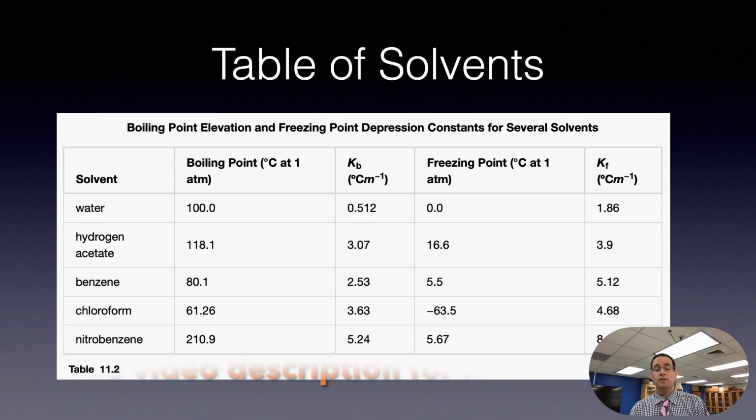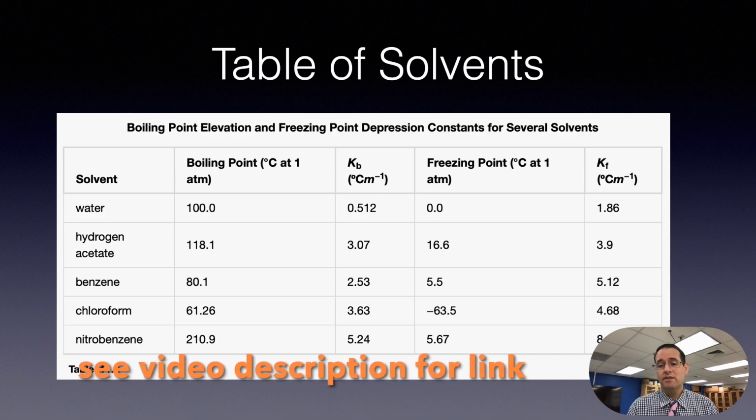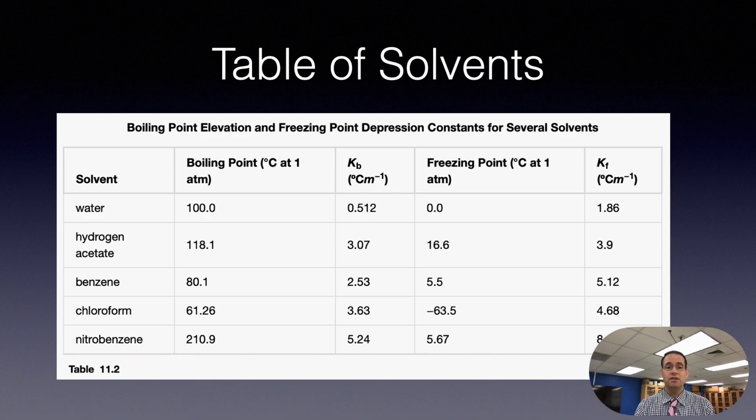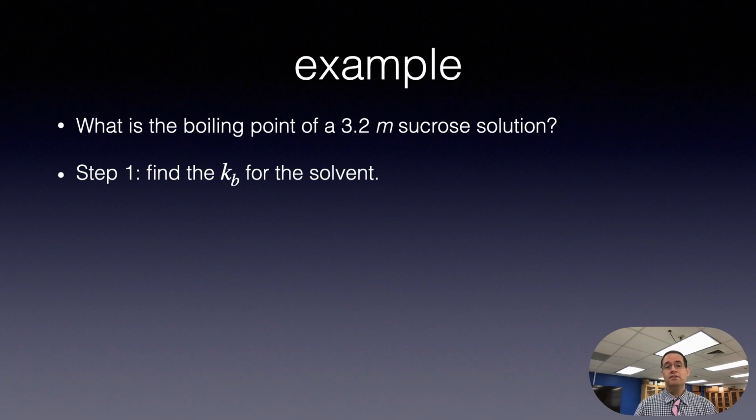All right, so here's the table of solvents. This is table 11.2 from the OpenStax textbook. And so we're looking at the first column there. We have the boiling points of these different substances. Memorize, of course, water boils at 100. And we have KB, okay? So you're going to be given the KB or have to look up the KB for a particular solvent that you're working with.